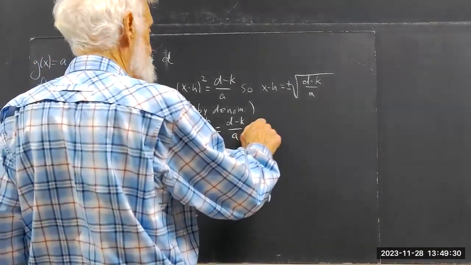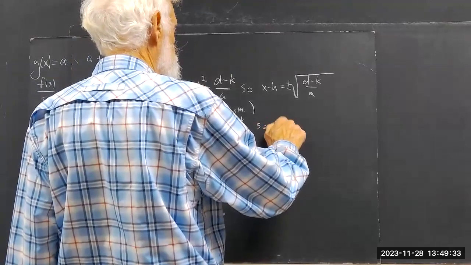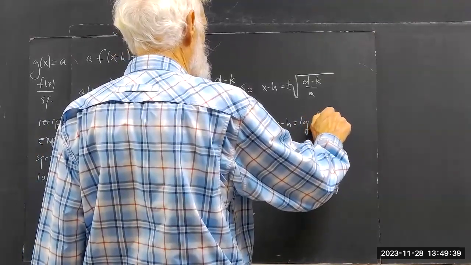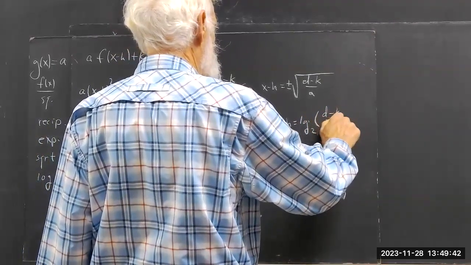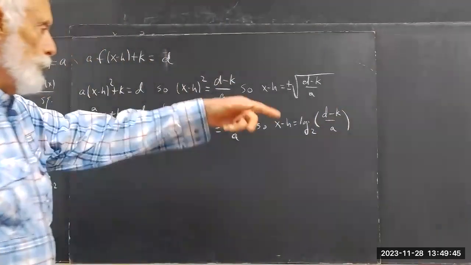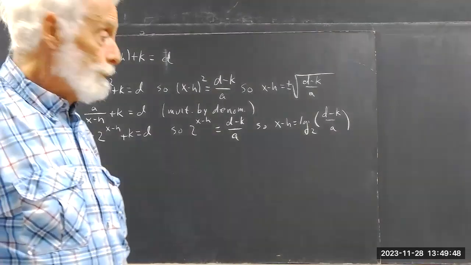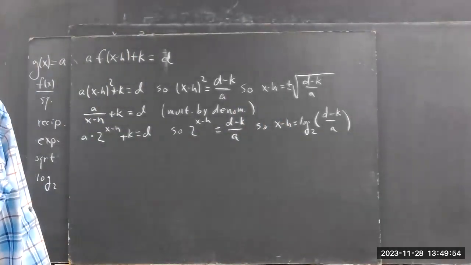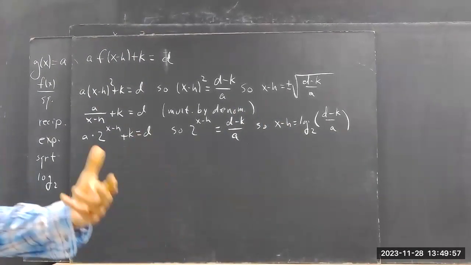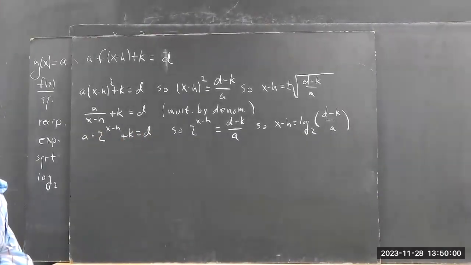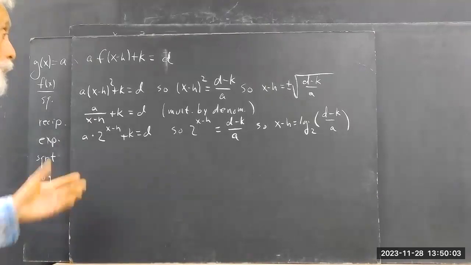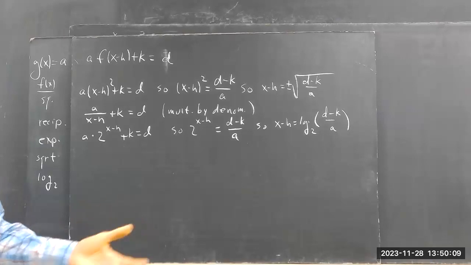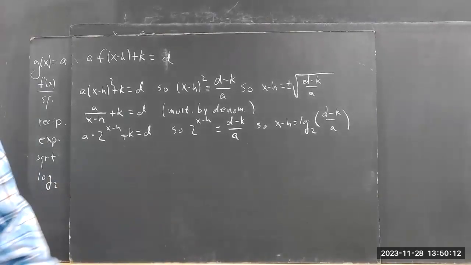But what do you then do? You change it to logarithmic form. If these are all numbers, you can take the log base 2, and then you can add h, and you've got your solution for x. Is this making sense? You want to think about it until it does, because you're going to be asked to solve equations of this nature. I'll probably give you an assignment this weekend with some sample equations and stuff like that.